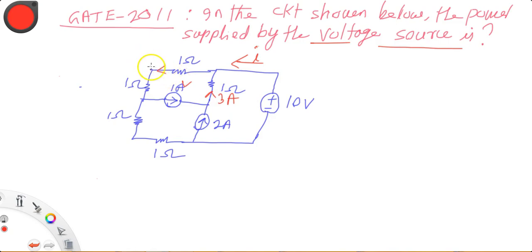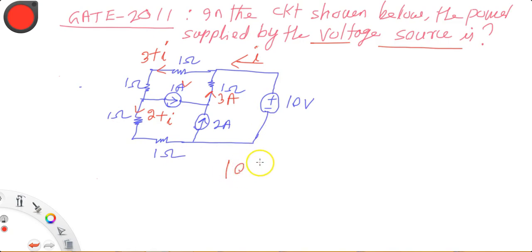So here you will have 3 plus I. Okay, 3 plus I, so here you will have the 2 plus I, right? So 2 plus I, so you can use the KVL around the larger loop.